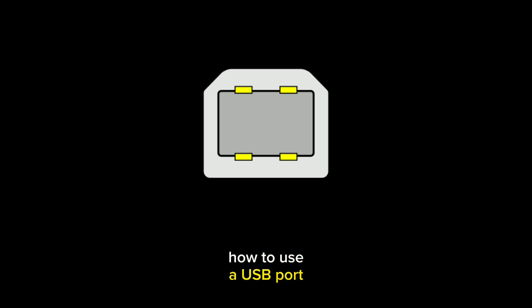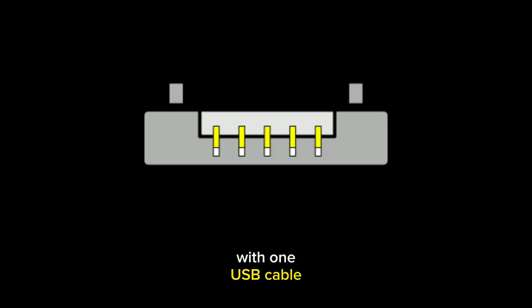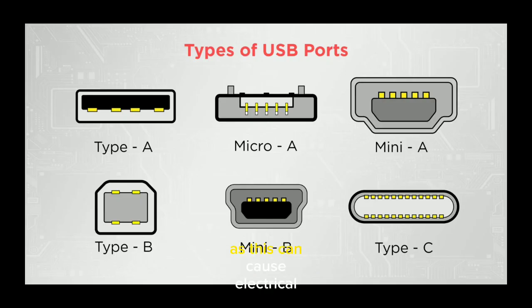How to use a USB port. Connect two devices directly with one USB cable by plugging each end into a USB port. Some devices feature more than one USB port, but do not plug both ends of a cable into the same device, as this can cause electrical damage.